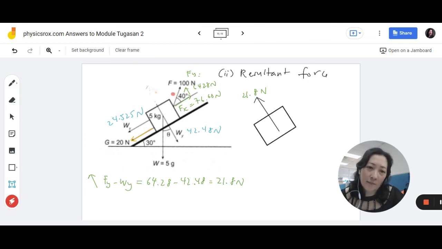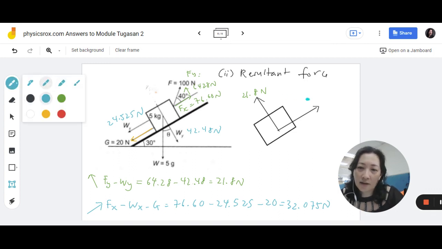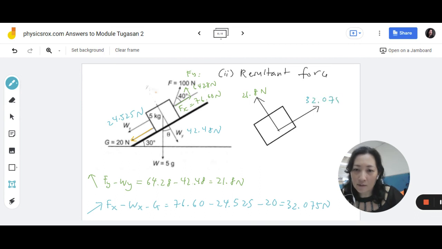And then, if you look at the forces that are parallel to the inclined plane, we have three forces. Fx going up at 76.60, and then Wx at 24.525, and G at 20. Overall, Fx is more, which means the resultant force is going to act up the incline this way. So it will minus Wx and minus G: 76.60 minus 24.525 minus 20, giving us 32.075 Newton. That means we will have a force up the incline in this direction with a value of 32.075 Newton.